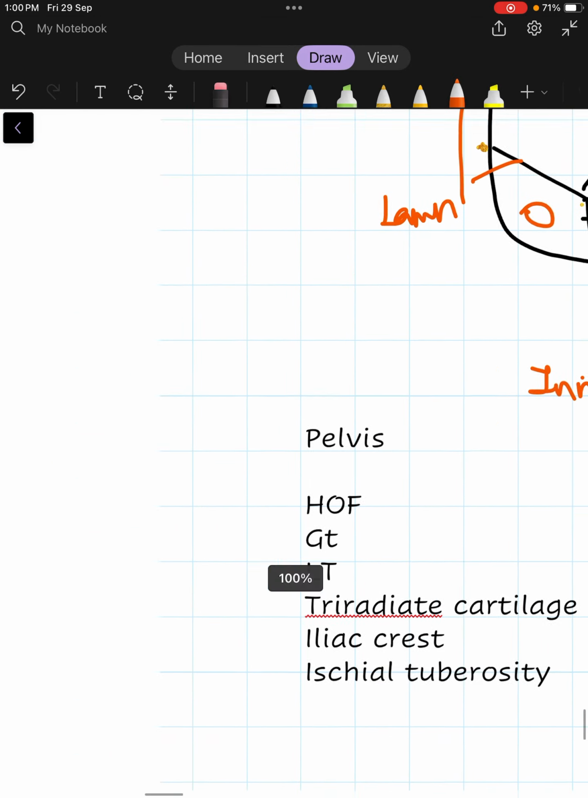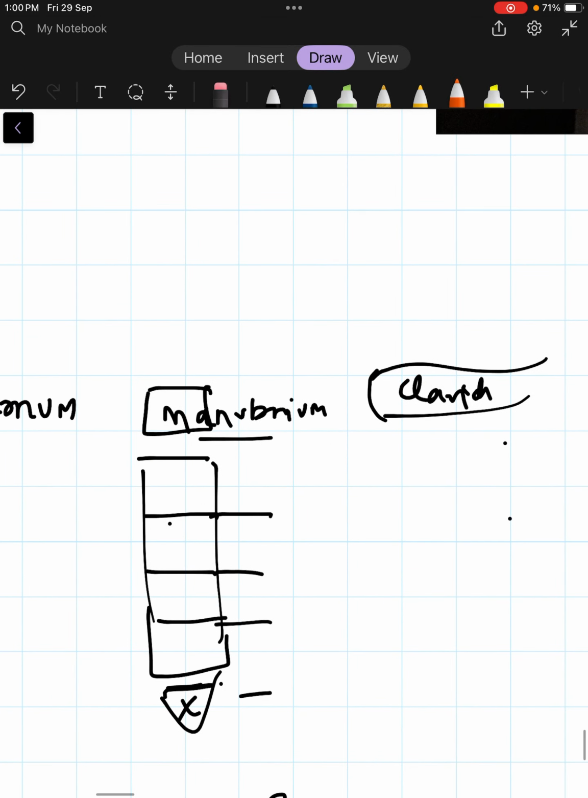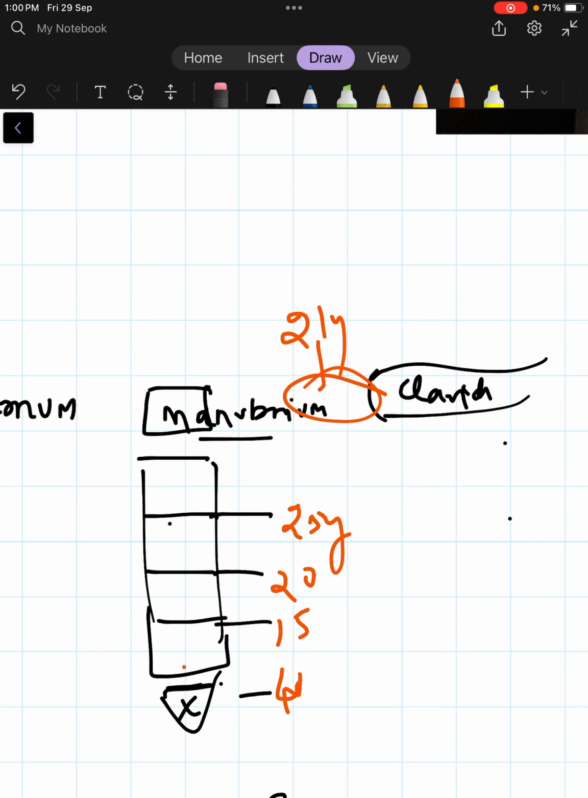Okay, now we have manubrium and sternum. Clavicle to manubrium will be joined by 21 years. The sternum body parts will be fused at 15 years, 20 years, upper at 25 years. Between xiphoid and sternum, fusion will be by 40 years. Then manubrium to sternum, late, almost 60 years.